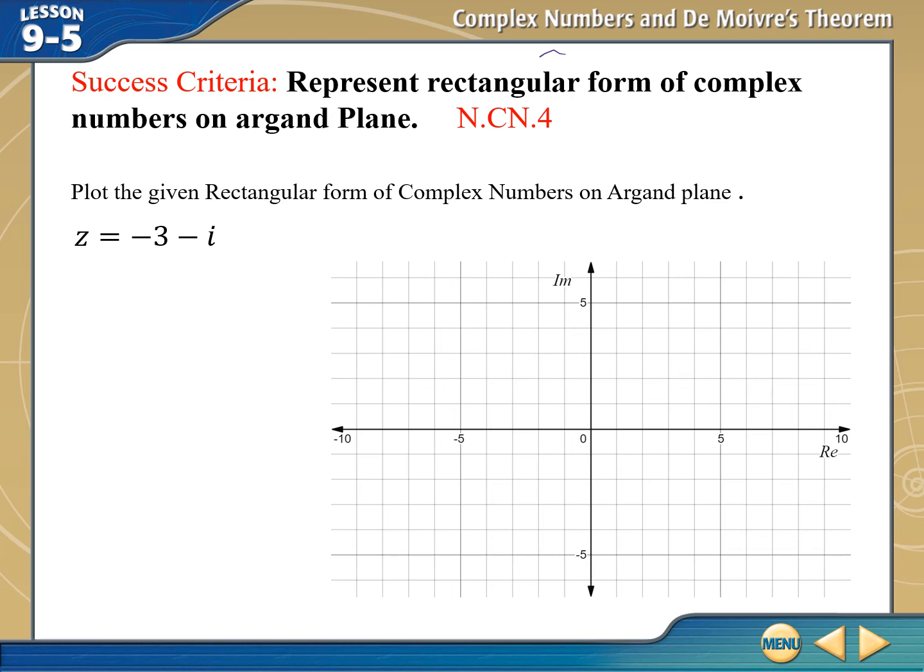-3, -i. Let's draw this one. So -3 is the real part, and -i means actually -1i, right? So this is our imaginary part. -3 is on the left-hand side of the axis, so this is our -3, and -i is below the x-axis, that is the first box, -i.